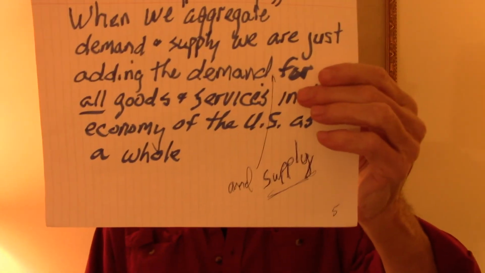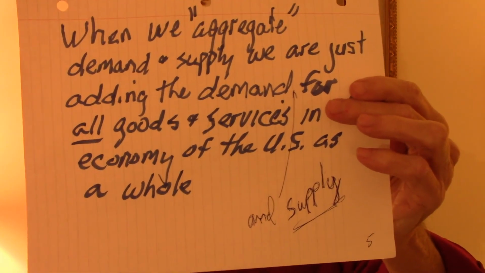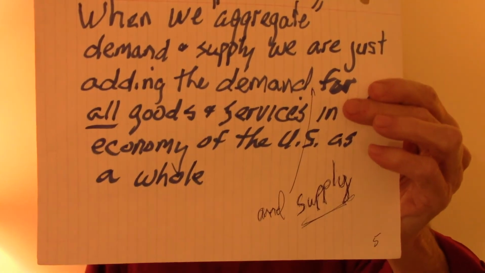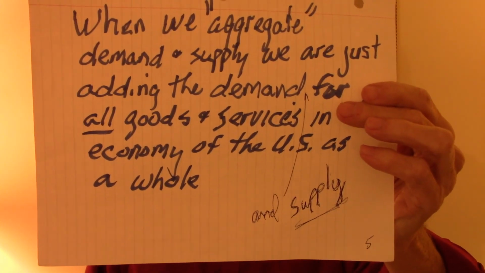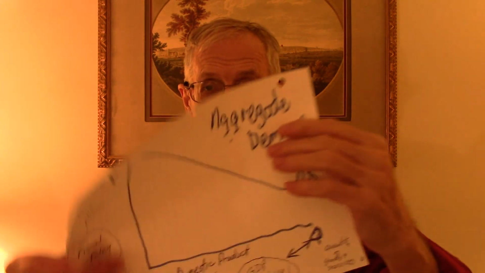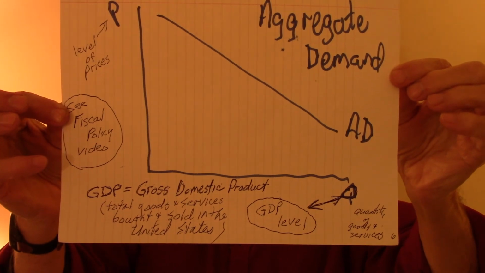All right. Now when we aggregate supply and demand for all goods and services in the economy, the demand and supply curves look exactly the same as they do for an individual shoe, real estate, or whatever. It's just that you add them all together, and the aggregate demand curve just looks like a regular demand curve. Looks something like that. And I denoted AD for aggregate demand.